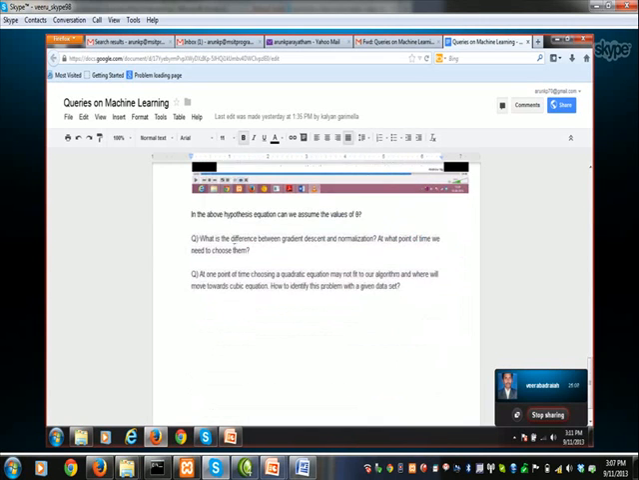What is the difference between gradient descent and normalization? At what point of time do we need to use them? The normal equation will give you the accurate answer, right? In one iteration you are solving those equations mathematically. Then you get a direct answer. But the problem is, can you solve those equations mathematically? Even writing a program to solve a mathematical equation is difficult.